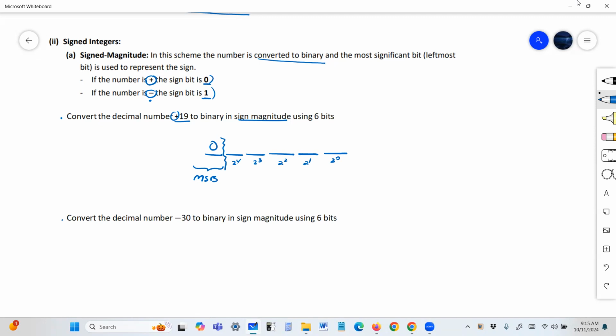So I would say 1 here for 16, 2 to the 4 is 16. And then I need 3 more, right? 1 here and 1 here. So this is 16, this is 2, and this is 1, and that's 19. So the middle values are 0. So positive 19 is represented as 0, 1, 0, 0, 1, 1 in sign magnitude, right? This is the sign bit.